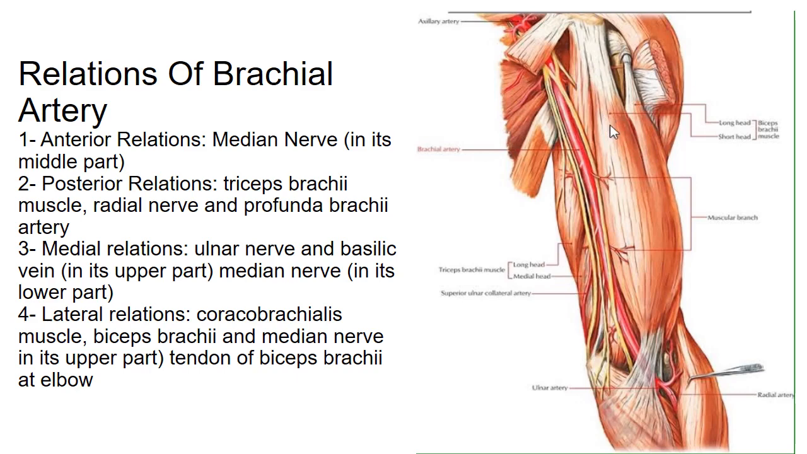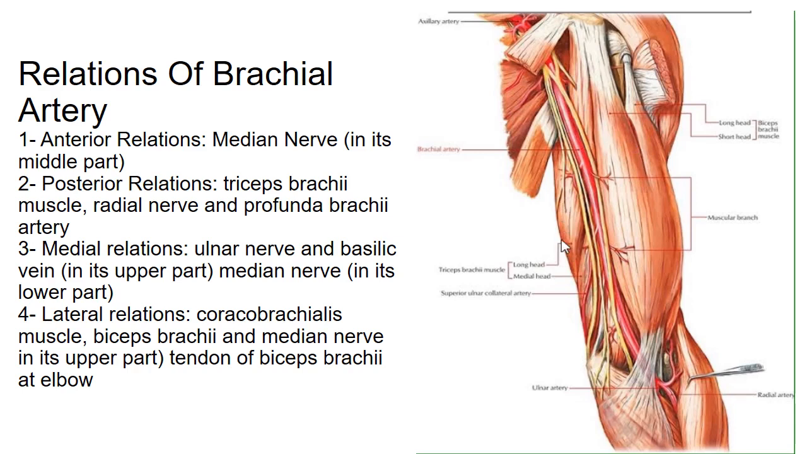In addition to that, we have the coracobrachialis muscle, this one on the lateral side of the brachial artery, and the upper part of the artery also has the median nerve on its lateral side. We have these three structures on the lateral side of the brachial artery: biceps brachii, coracobrachialis, and median nerve in its upper part.